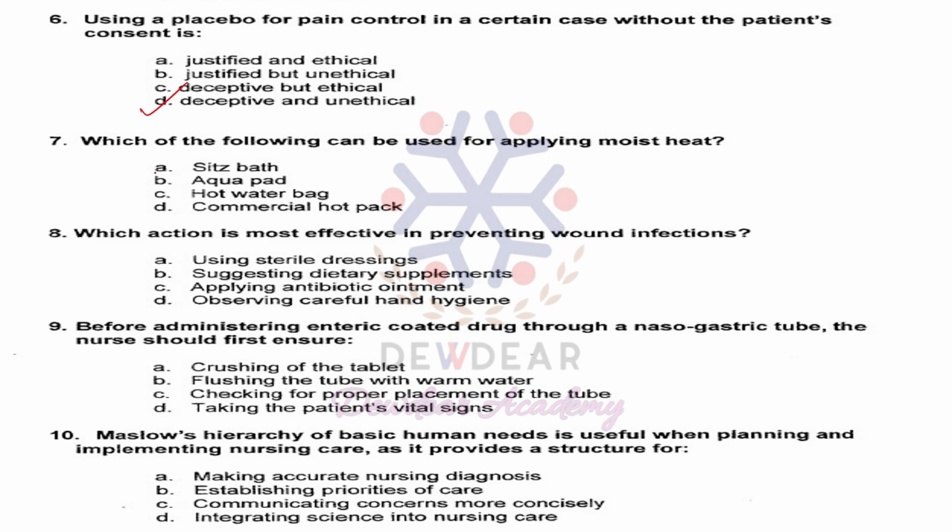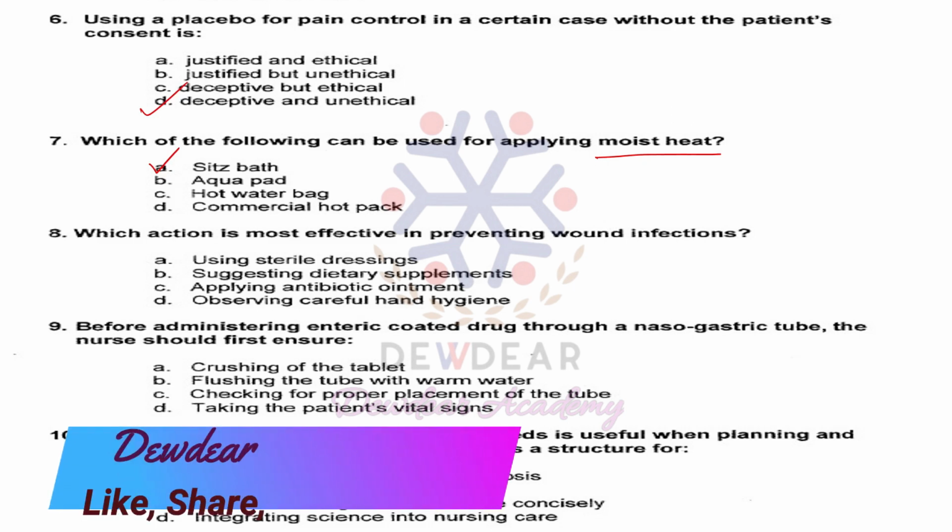Option A is the correct answer. Sitz bath is the example for moist heat. So we should study the examples for moist heat and also dry heat, and also the cold application, we should study the examples separately.